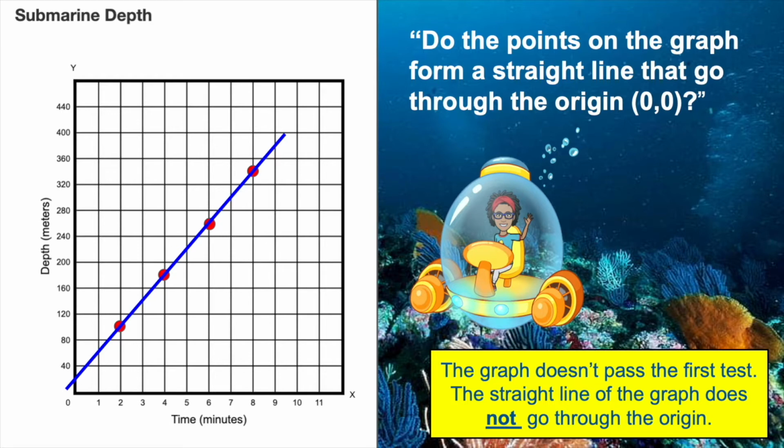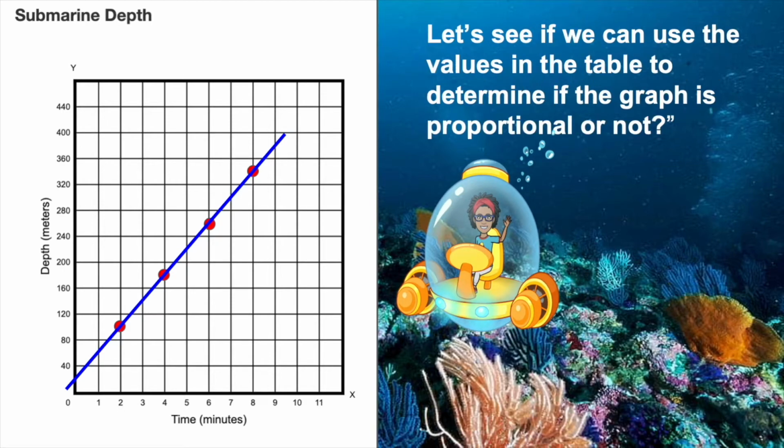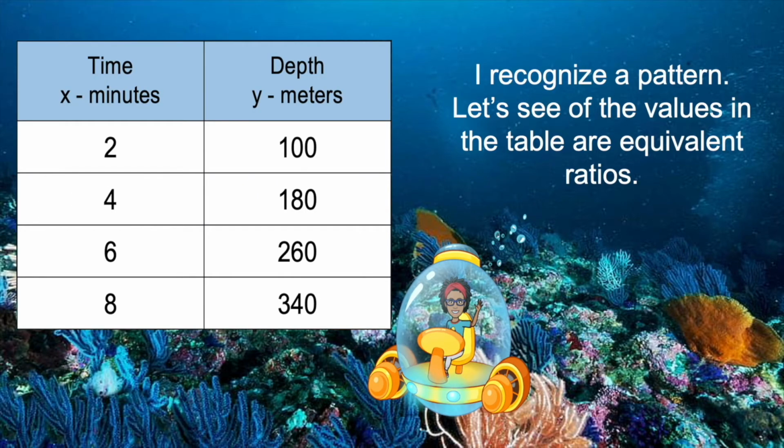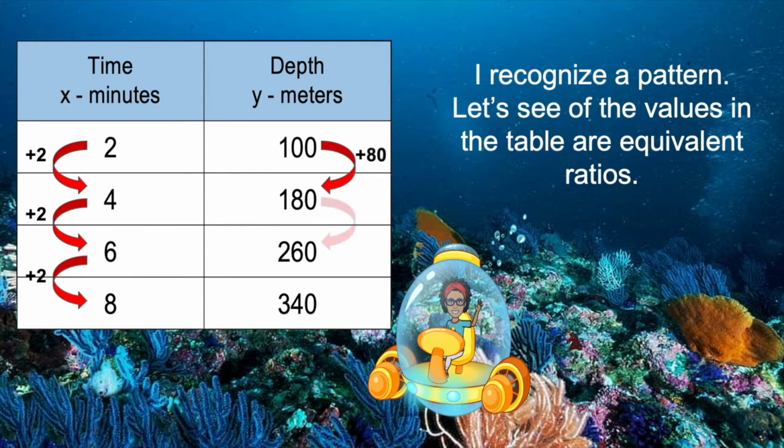Now let's check the points on the graph. Grab some scratch paper. We're going to write down the coordinates for each point from the graph. Let's see if we can use the values in the table to determine if the graph is proportional or not. Are you ready? All right. Let's begin. I recognized the pattern when I first saw that table. My car travels 20 miles on 1 gallon of gas, 40 miles on 2 gallons of gas, and 60 miles on 3 gallons of gas. I told you I saw a pattern. Let's see if the values in the table are equal ratios.